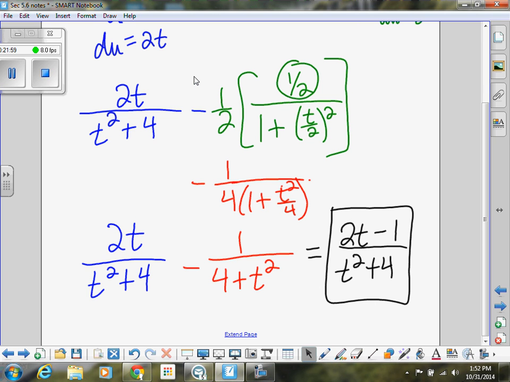All right, so your homework tonight is going to be page 377, numbers 3 through 33 odd, 41 through 53 odd, 61, 67, 71, and 73.